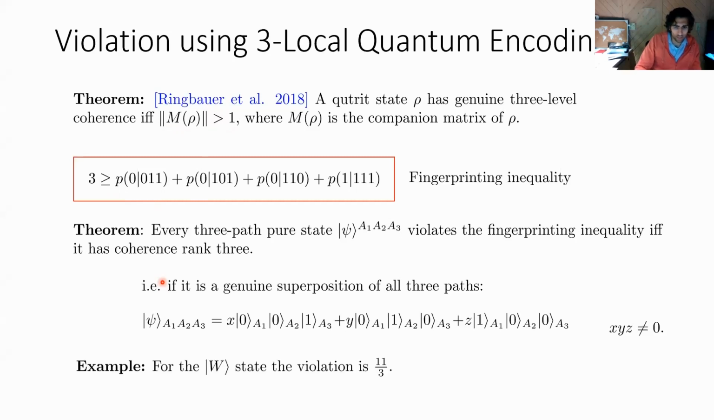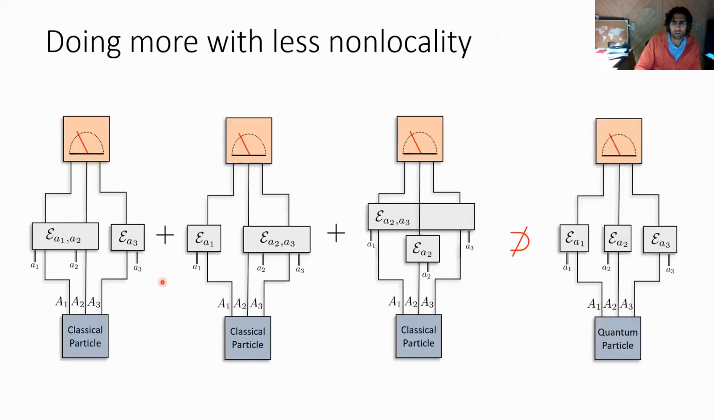Okay, and then we just compute some examples of this. All right, so take-home message: you can do more with less non-locality in the following sense. Here these three are like your classical max, and we're allowing joint encoding on two of the channels, and you're taking some convex combination of them. But the point is, with a quantum particle, you can do things that you can't do on the left-hand side if you impose the locality here.